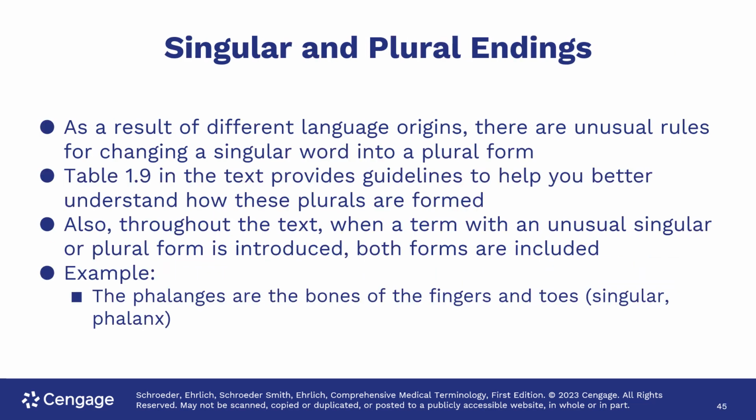Because of the origin of the terms Latin and Greek, there are some rules that pertain only to medical terms and changing from singular to plural. So there's a table 1.9 for further understanding, and also in the text they'll usually put the singular and the plural together. For example, the phalanx, which are the bones of the fingers and the toes, singular is phalanx, plural is phalanges.